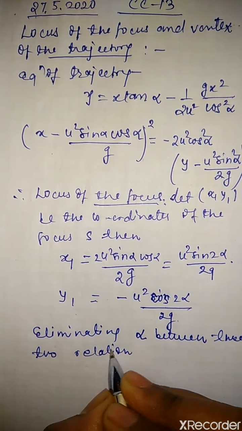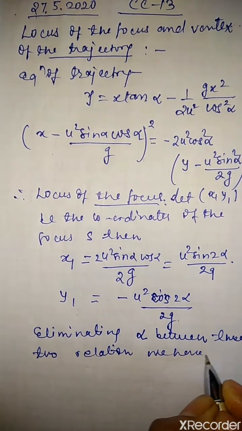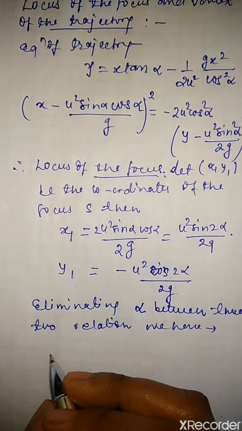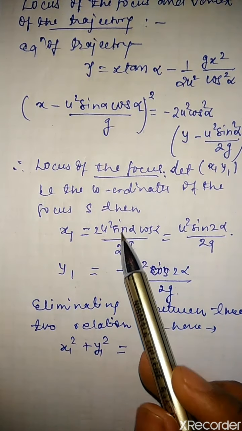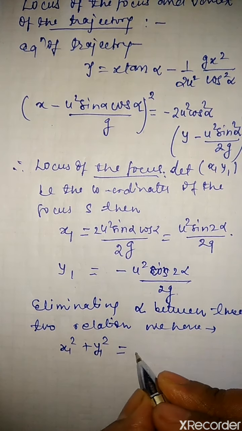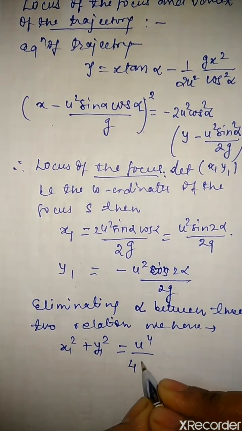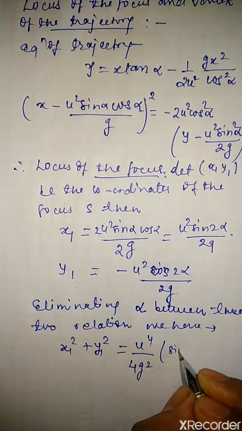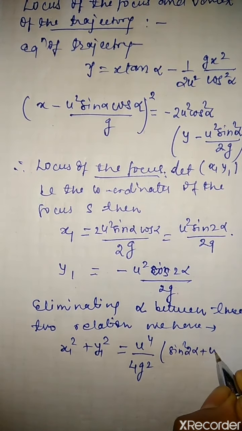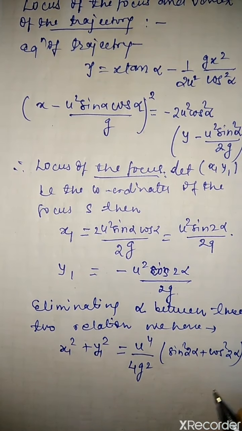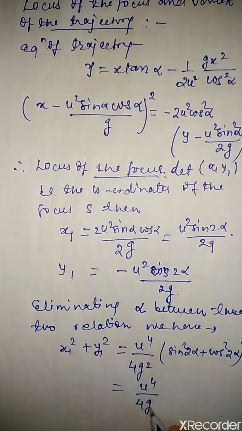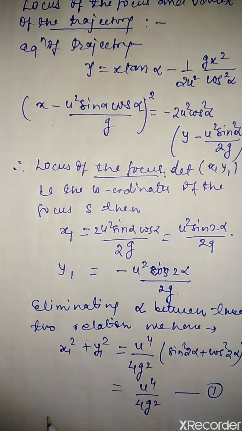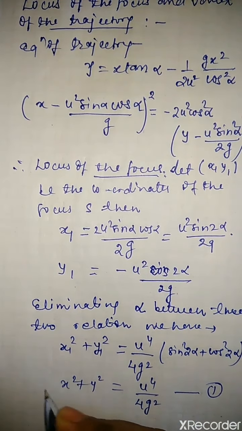What we have here is x1 square plus y1 square. By squaring both and adding, we have u to the power 4 by 4g square times sin square 2 alpha plus cos square 2 alpha. And this value becomes u to the power 4 divided by 4g square. Let's put this as equation number 1.